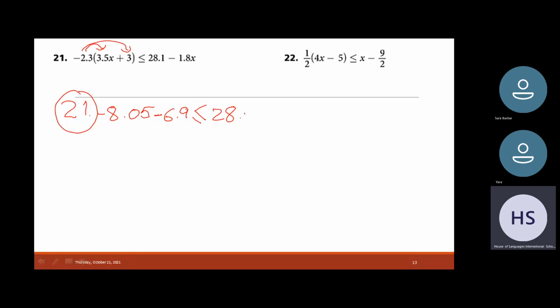Now here she multiplied negative 2.3 by 3.5x. She got negative 8.05. Negative 20.3 times 3, negative 6.9. Now less than 21.1 minus 1.8x. You didn't write x. Yes. Even if what's happening, and if you have a greater than, make it less than. If you have a greater than or equal, make it less than or equal. Change.